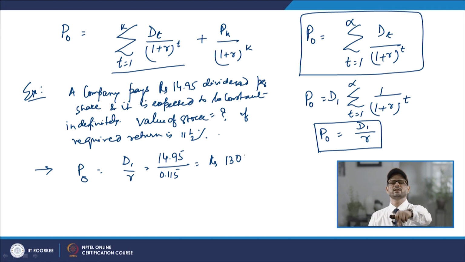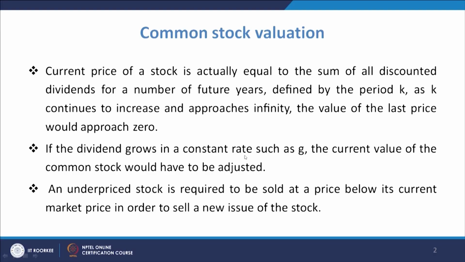Now, the situation is that many times these dividends are not constant, they grow. As we had discussed in the last lecture, when the dividend is not constant, it is increasing by a certain amount or at a certain rate. In those cases you have to adjust this formula. If the dividend grows at a constant rate g, the current value of the common stock would have to be adjusted.